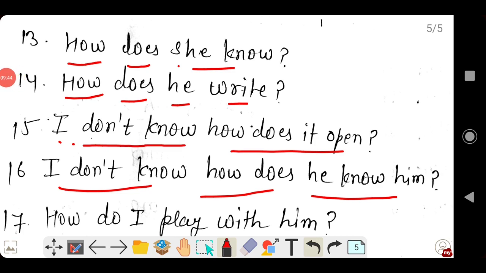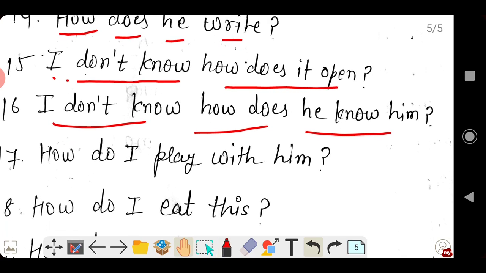How do I play with him? How does she play?